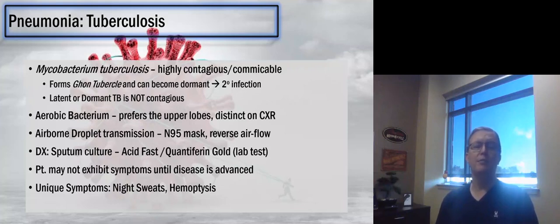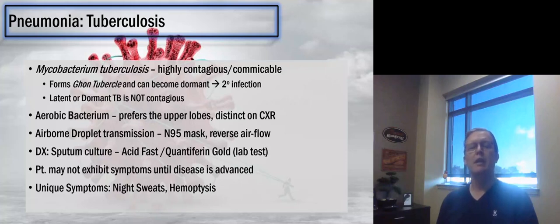So, as I mentioned before, patients may not exhibit symptoms until this illness is advanced, and in some cases it lays dormant for many years. Characteristic symptoms: you can imagine all of the other pneumonia symptoms, shortness of breath, diaphoresis, etc. All of those things associated with pneumonia can happen with tuberculosis pneumonia.